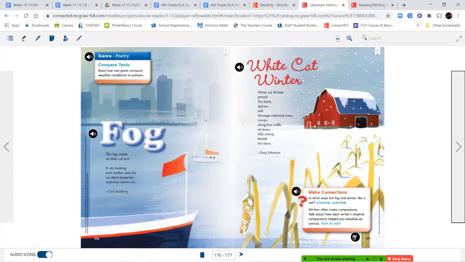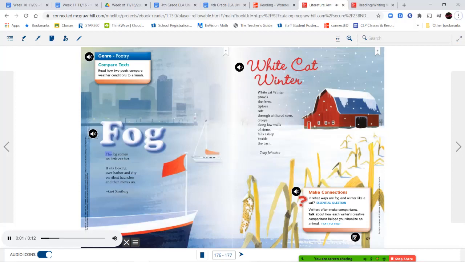Fog. The fog comes on little cat feet. It sits looking over harbor and city on silent haunches and then moves on. Carl Sandburg. White Cat Winter. White Cat Winter prowls the farm, tiptoes soft through withered corn, creeps along low walls of stone, falls asleep beside the barn. Tony Johnston.